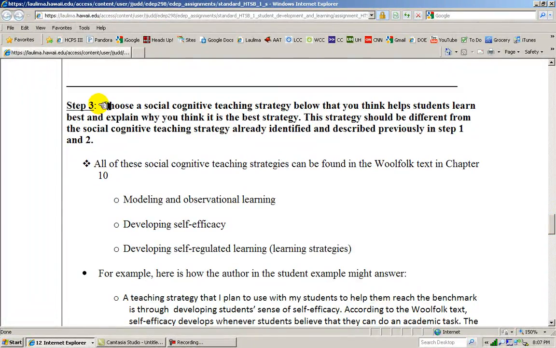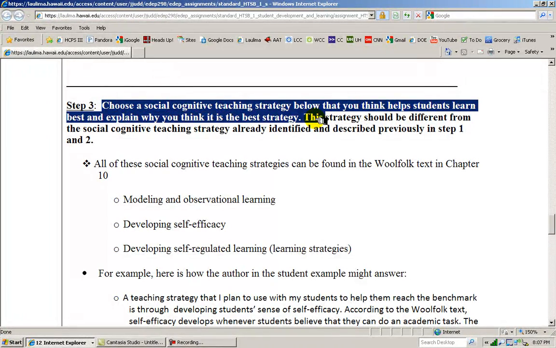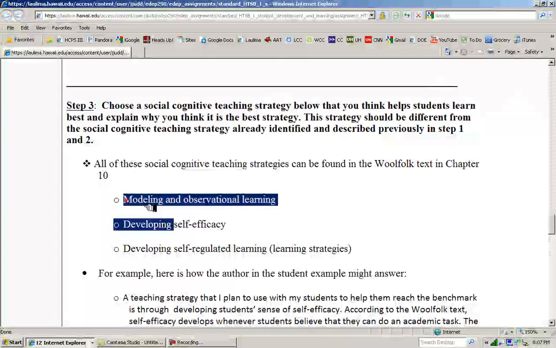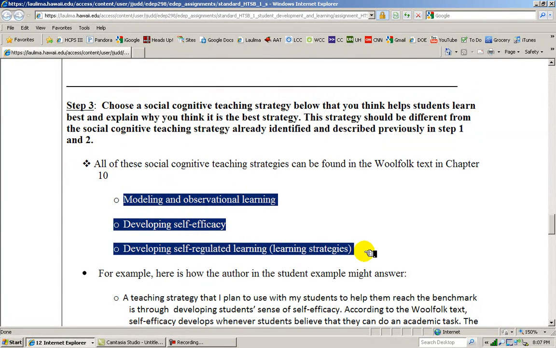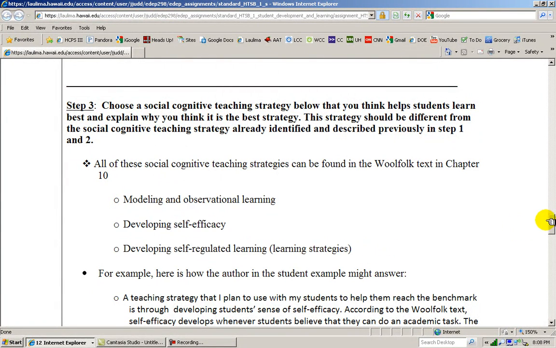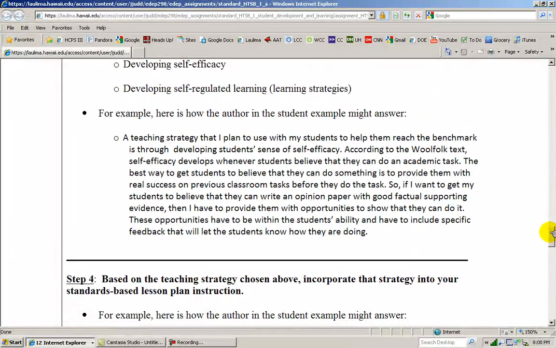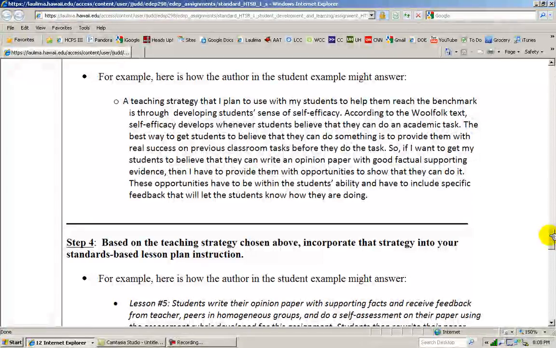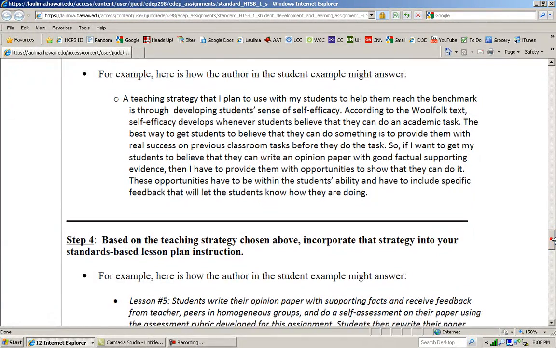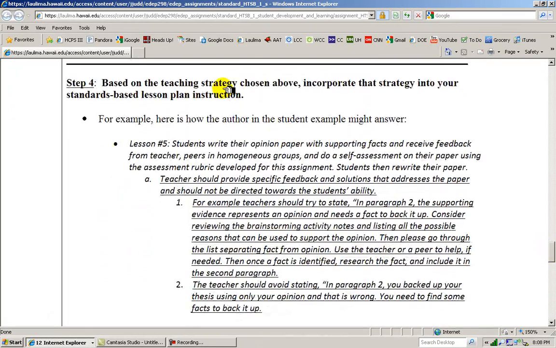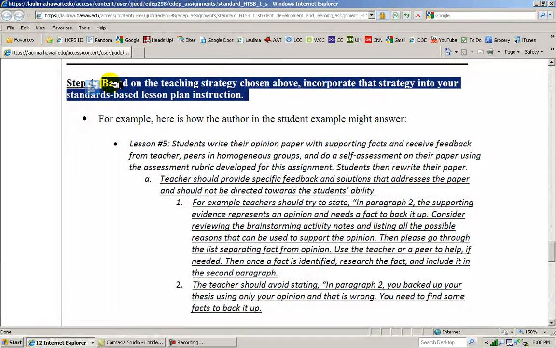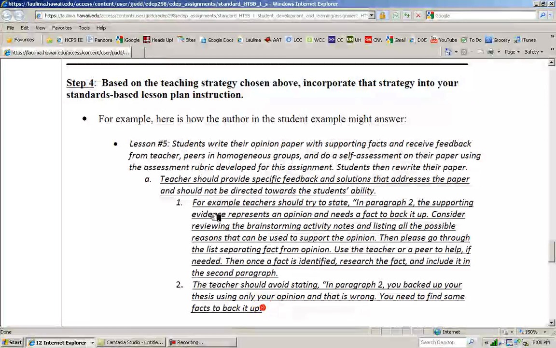Then choose a social cognitive teaching strategy you think will help learning, and why you think it's the best strategy. So modeling, developing self-efficacy, developing self-regulated learning, which is also one of the general learning outcomes for the DOE. So when a student directs their own learning, the DOE is very happy. Then, based on the strategy that you've chosen and the reason why, incorporate it into your existing standards-based lesson.